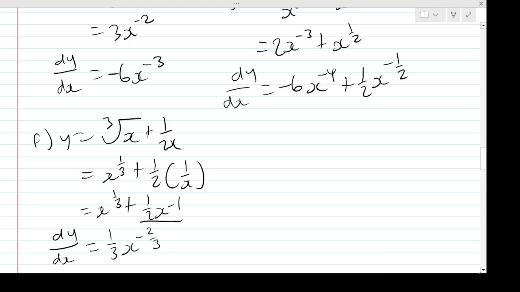Okay, now we have this half x to the minus 1, so that'd be minus a half then, because minus 1 comes to the front, x, and then we subtract 1 from the power, that'd be minus 2. And there we are.